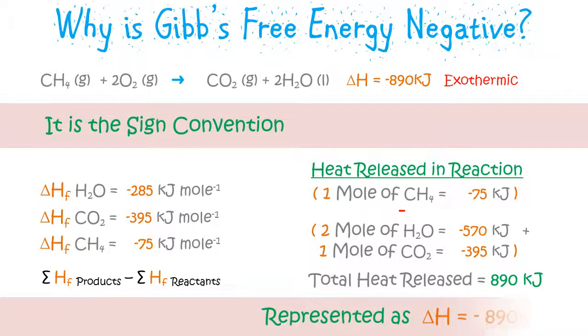So the heat released is 890 kilojoules, and it is represented as a change in enthalpy of minus 890 kilojoules. And this is a sign convention. This is how it is represented.